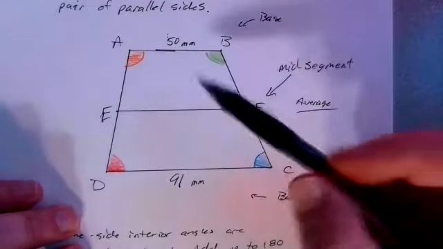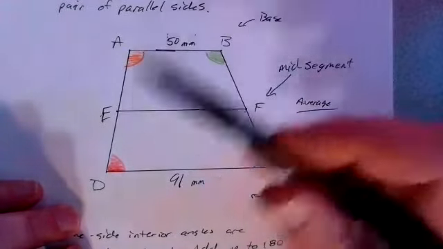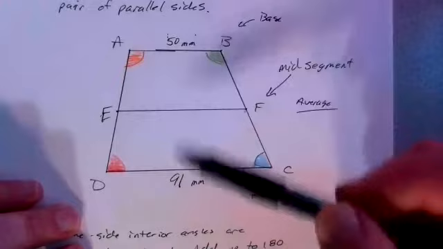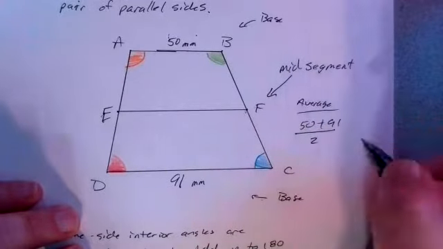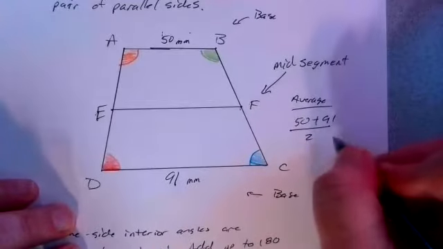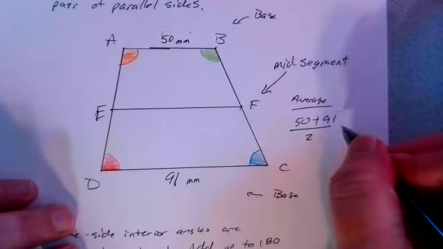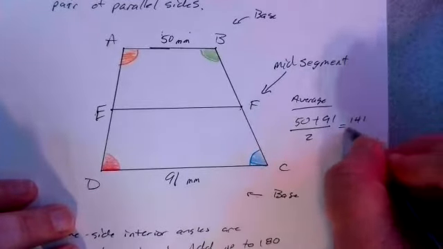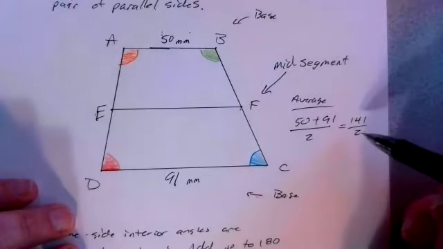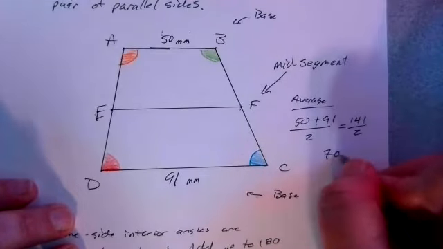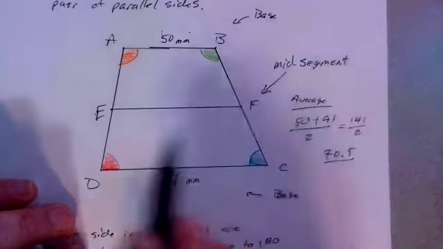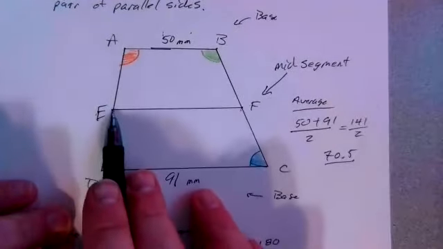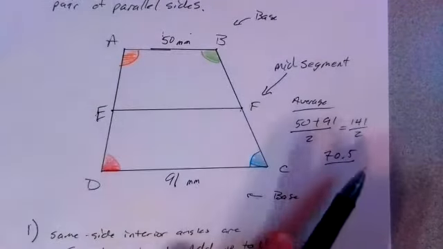So how do we take the average? We take the two, add them together, and divide by the number that we have. There's two of them. So we'd say 50 plus 91 divided by 2. That gives us a total of 141 divided by 2. When I plug that in my calculator, I get 70.5. Now I'm going to say that the distance from E to F is 70.5.